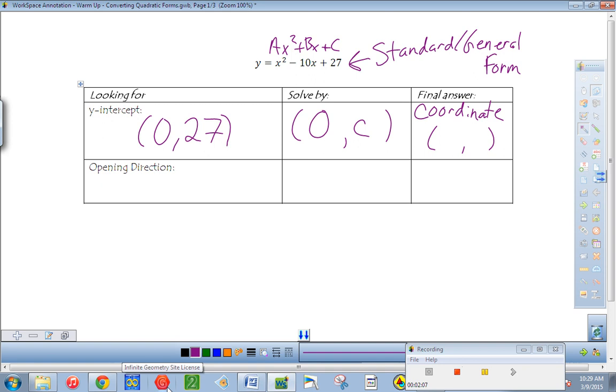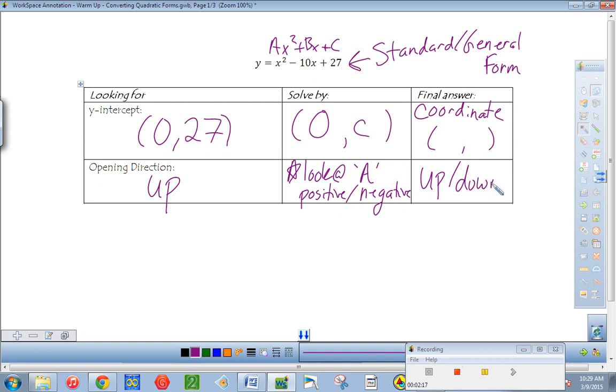What about opening direction? You're looking at A. Is it positive or negative? And what is it in this one? It's positive, so my opening direction is up. So your actual answers for this are either going to be up or down. Those are your possible answers. Make sense? Not too bad?